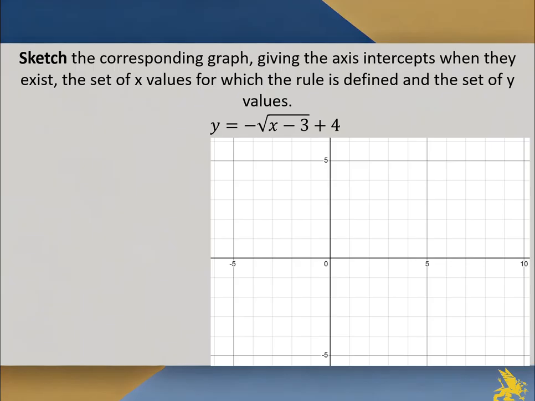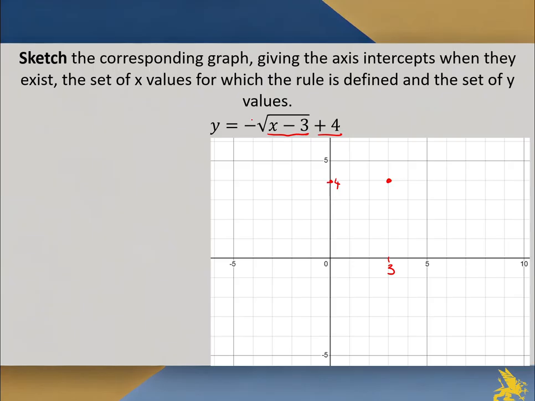Okay, so let's look at this next question. We're going to sketch the corresponding graph, given the x-intercepts when they exist, the set of x values for which the rule is defined, and the set of y values. So the first thing I'm going to do is look at where my turning point is. Straight away here, it's got +4, which means I've got a vertical translation to where 4 is, and then I've got a horizontal shift of 3, because that's what makes my square root 0. So that means I go across to where 3 is, and that is my starting point.